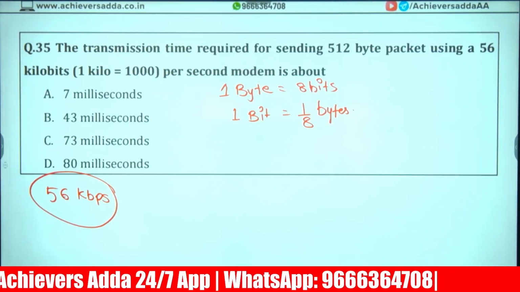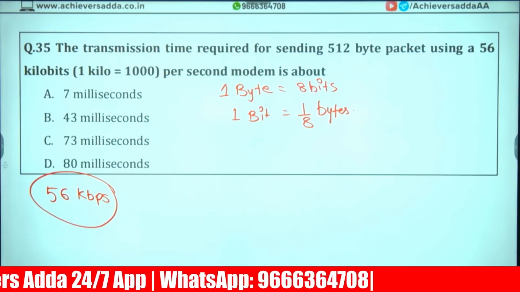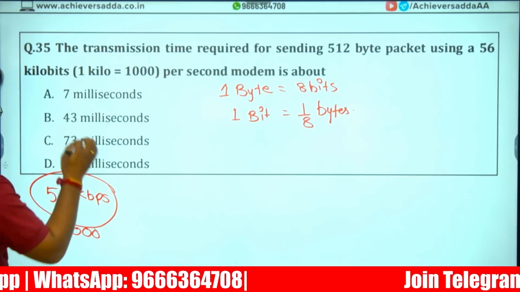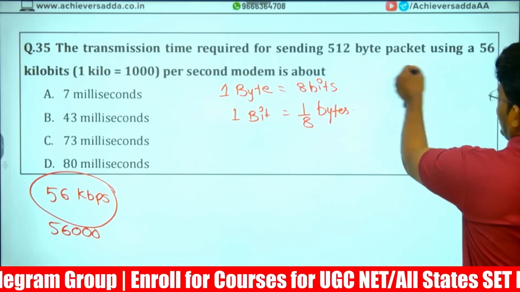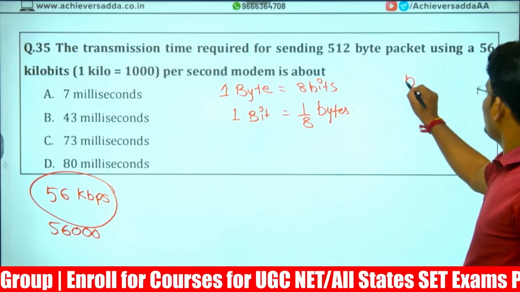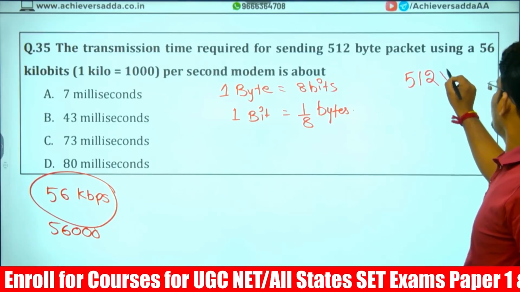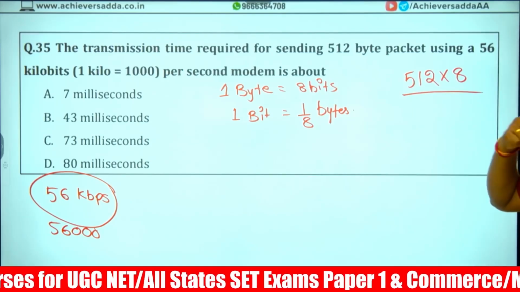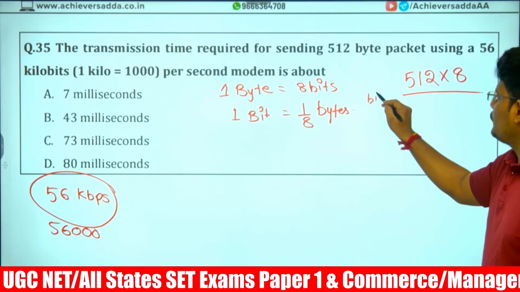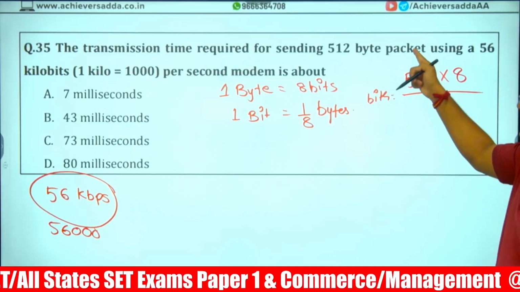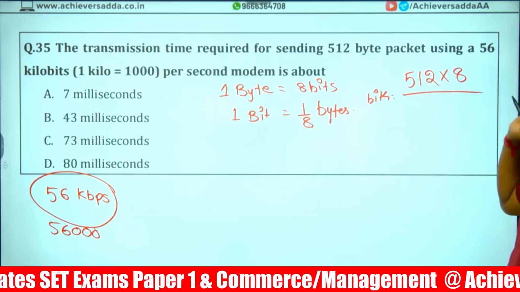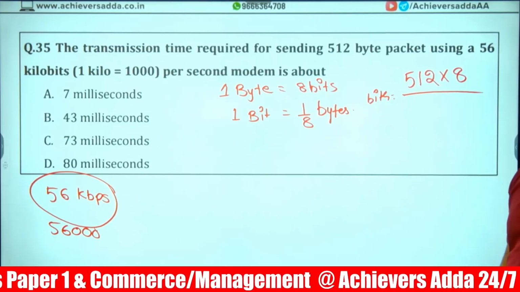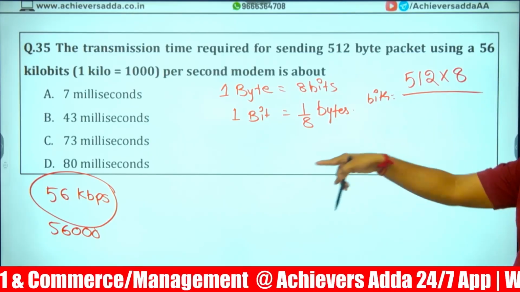1 kilo equals 1000, like that 56, so means 56,000. 56 into 1000. Simply 512 bytes into 8, because 1 byte equals 8 bits. We are converting into bits. 1 byte equals 8 bits. So 512 into 8 bits. So this will become the size. Divided by what is the speed?